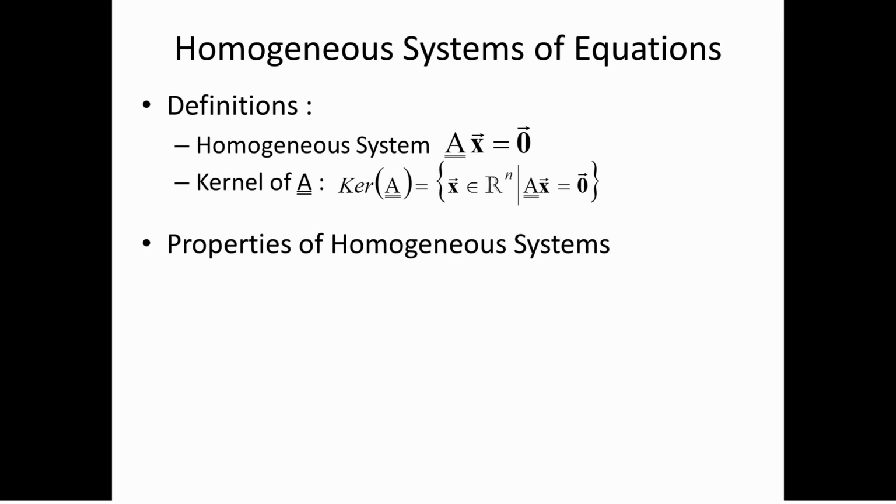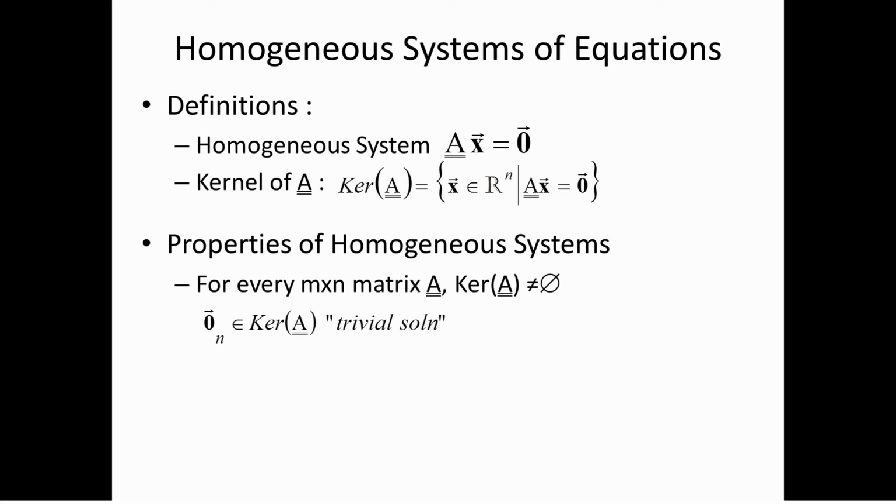Now there are some very important properties of homogeneous systems that we're going to use. The first is that you should realize that for any m by n matrix A, not necessarily a square matrix, its kernel is non-empty because the 0 vector is always in the kernel. And you can actually test that. Coefficient matrix times a 0 vector is always a 0 vector. Another important fact that is true for homogeneous systems, not necessarily non-homogeneous, is that if the number of rows is less than the number of columns, the kernel has an infinite number of solutions.